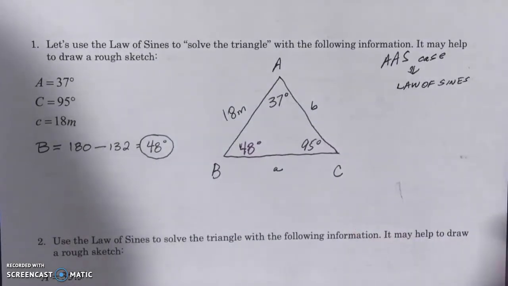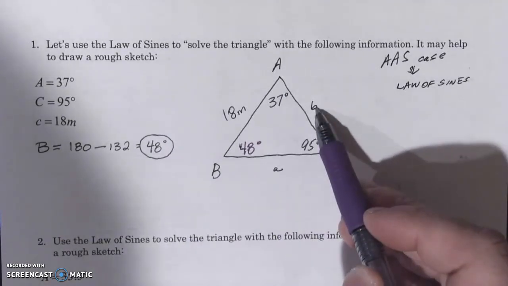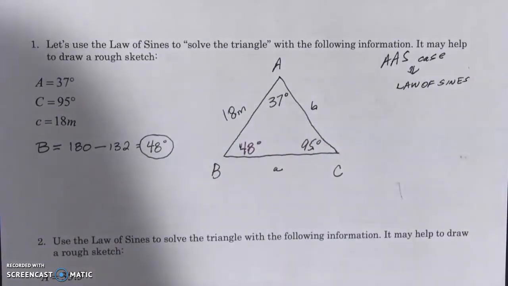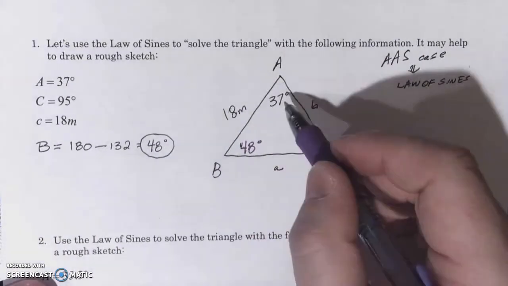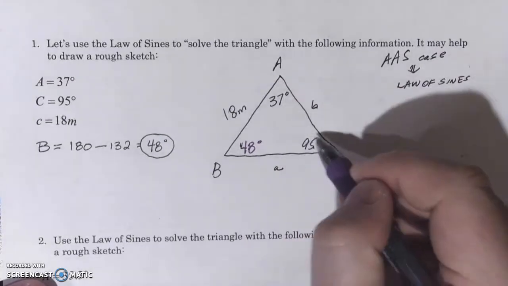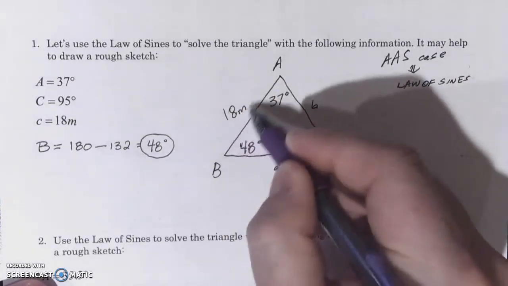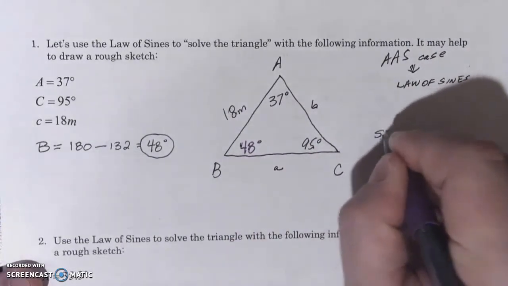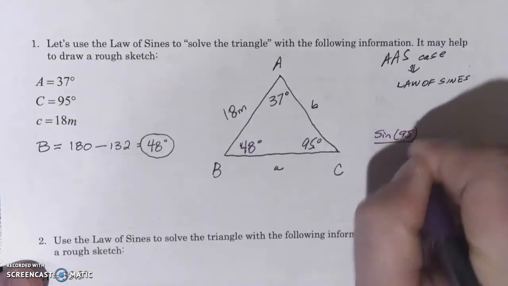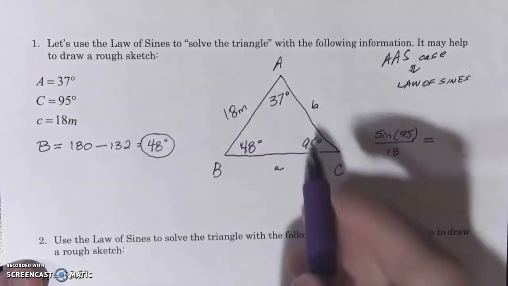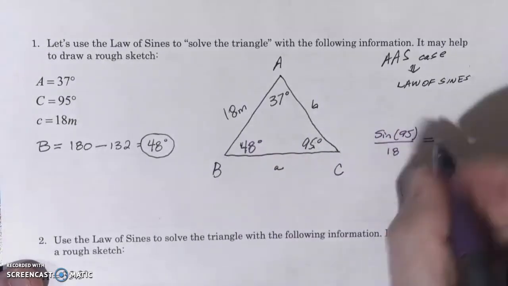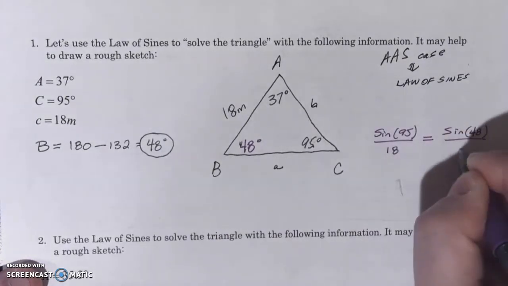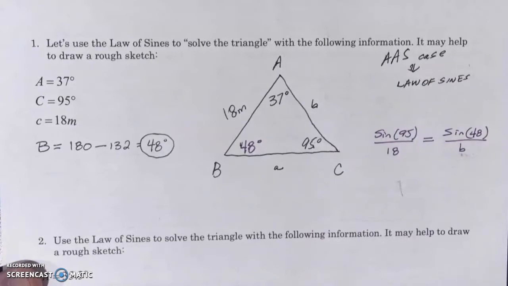It states that sine of an angle over its opposite side will equal sine of another angle over its opposite side. Let's put together our proportion here. So we could solve for a or b first using the 95 degree, the 18 as its opposite side, and then one of these two angles. So let's do that. Let's go sine of 95 over 18 is equal to sine of another angle over its opposite side. Let's pick 48 degrees over its opposite side, lowercase b.